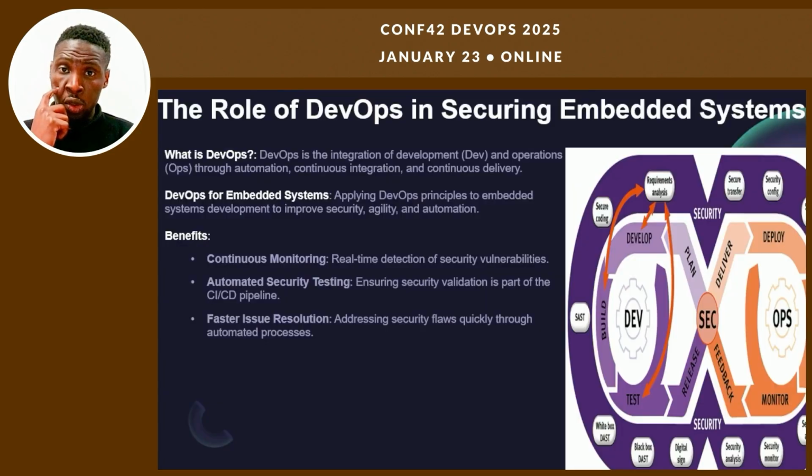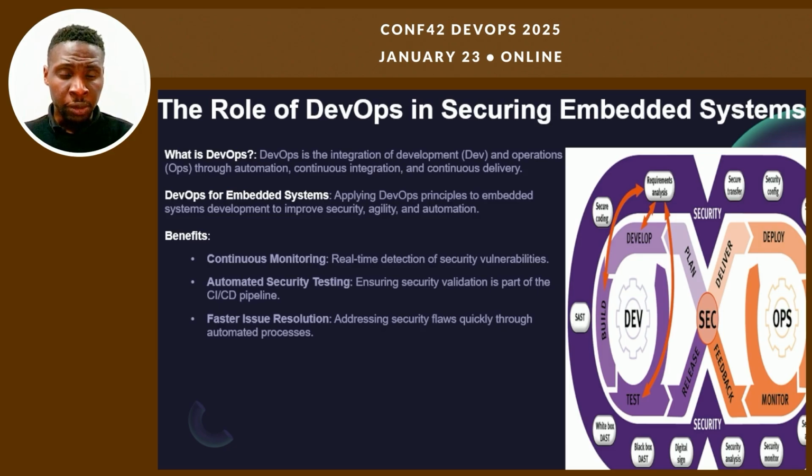Now, what's the role of DevOps in securing embedded systems? Now we've talked about security challenges. We want to talk about how DevOps could be used to secure these devices or systems. So DevOps is a combination of development and operations through automation. With DevOps, we could ensure software is prepared and delivered efficiently and securely. Also, applying these DevOps principles to embedded systems can help improve security, agility, and automation.